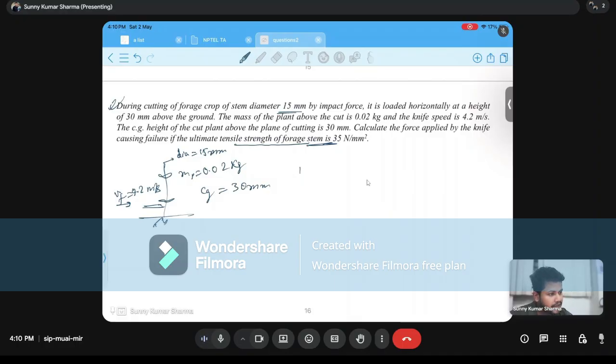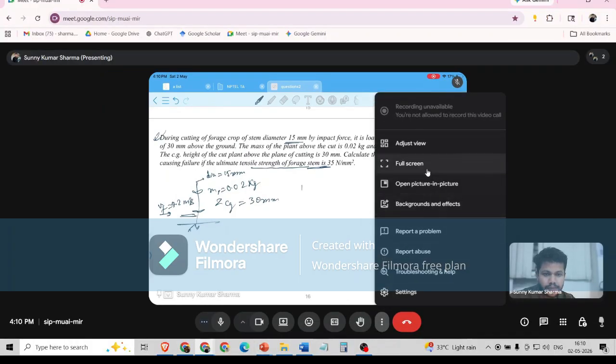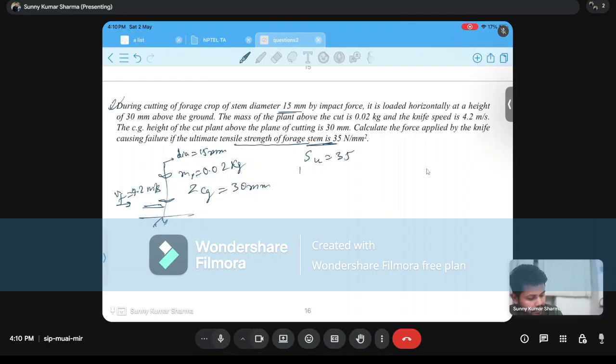Here the stem diameter is given, cutting height ZC is given as 30 mm, mass of plant cut is 0.02 kg, knife speed VK is 4.2 meter per second. ZCG we are denoting as center of gravity height above the cutting plane, and it is 30 mm. Ultimate tensile strength of a stem SU is given as 35 Newton per mm square.